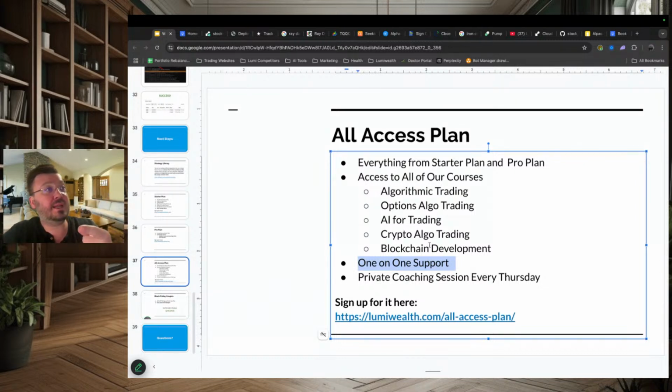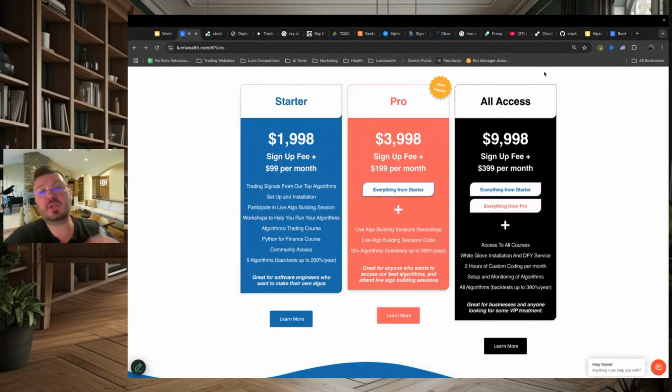That's what the All Access plan gets you. So if you want to develop a custom bot and you want some help with that, we're going to give you a number of hours every month to actually develop this thing out and build that for you. So here we have one-on-one support, we have the private coaching sessions, and we can build those bots for you. This All Access plan comes with literally everything that we have. It's $9,998, so about $10,000 as a sign-up fee, and then $400 a month thereafter.